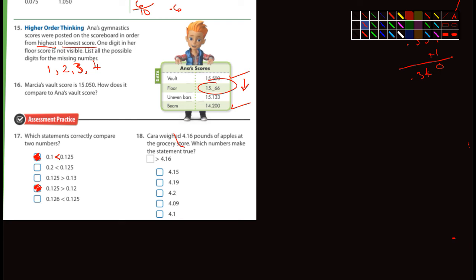All right. I'll let you figure out 18 on your own. That's it. And I'll post this up for you guys since I pulled the other one down.